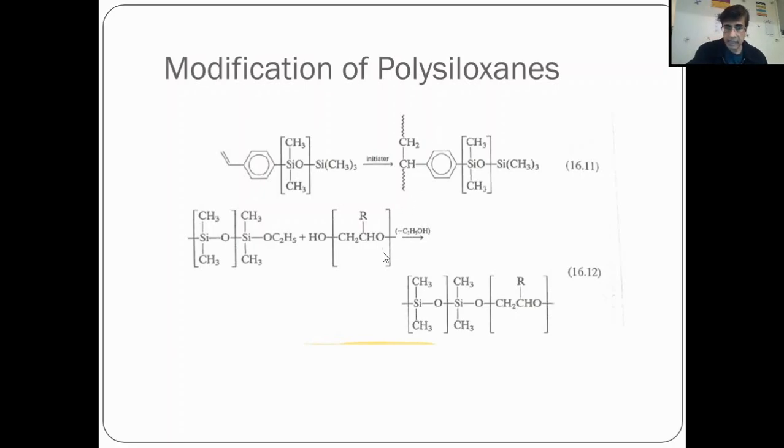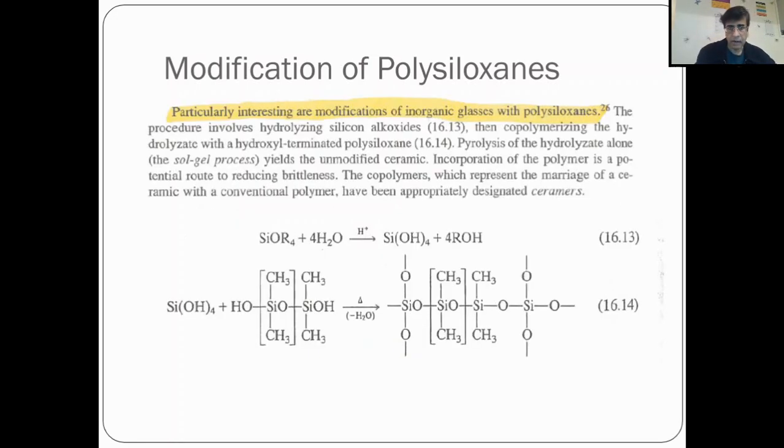And then the next is making a block copolymer. A block copolymer here means introducing an ether into siloxane. So this is your polysiloxane group, and this is your polyether. You take the polyether and the polysiloxane and connect them together, and you get a block copolymer. This is the polysiloxane block, and this is the polyether block, and that is called a block copolymer. That's the modification of polysiloxane.